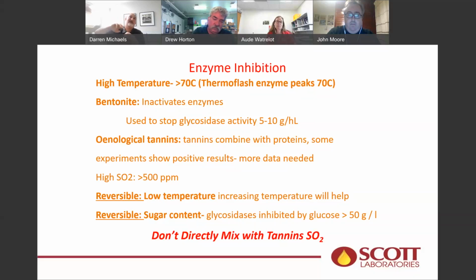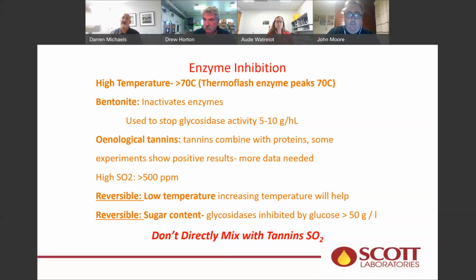Or if you've added bentonite to heat stabilize, don't add any enzyme until you've racked completely off of it. The other thing is high temperature, but most of the time wines don't get up to 180 degrees Fahrenheit unless you've done flash détente or some kind of pasteurization.